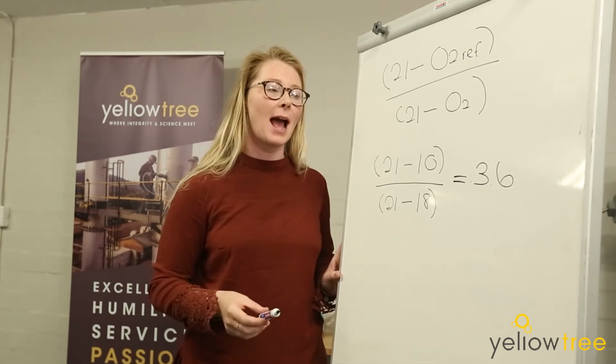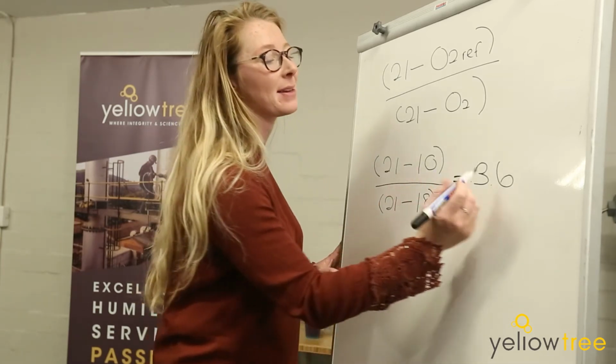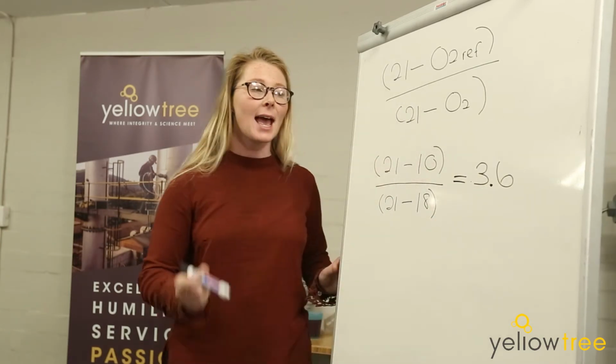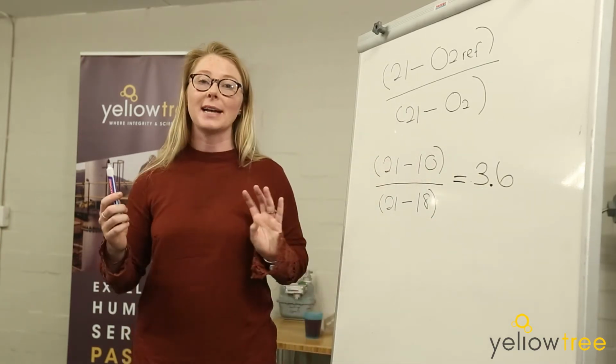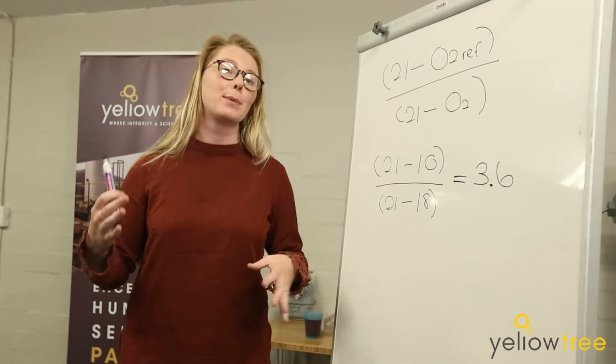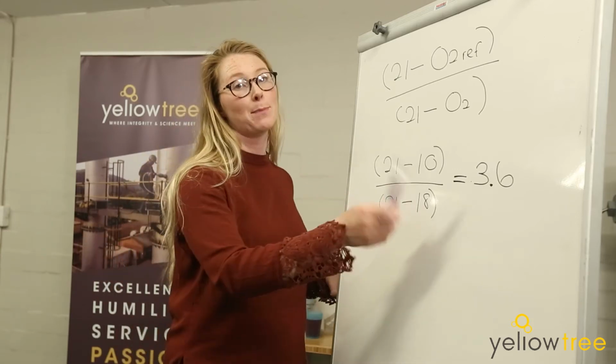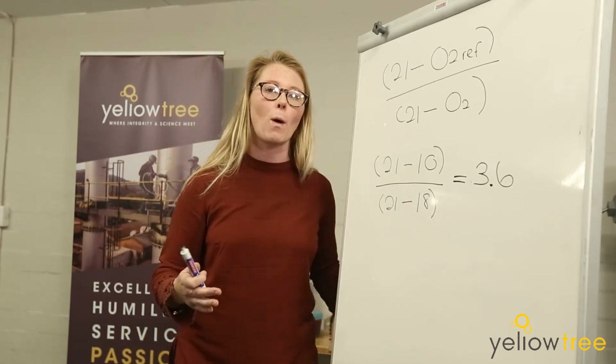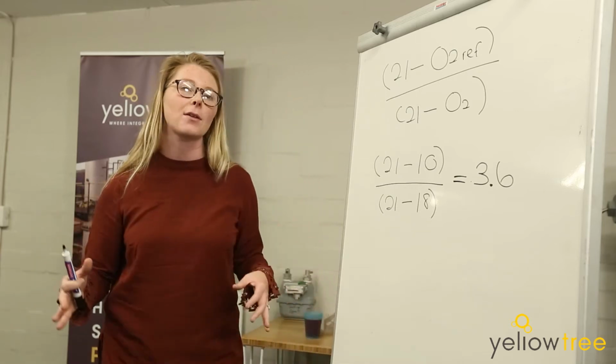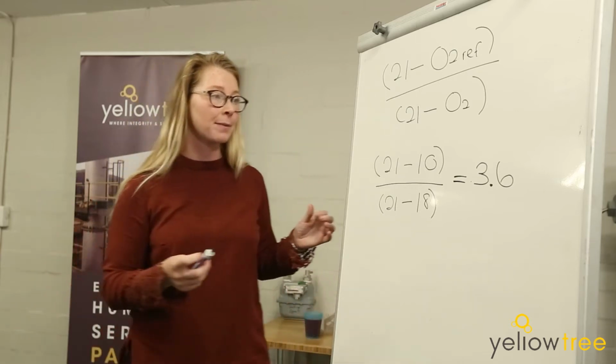Every time that a stack has an oxygen concentration of 18%, we're going to multiply the pollutant concentration by this factor of 3.6. And so the effect of dilution is going to be reversed, because we're multiplying it by a factor that's greater than 1, basically making it bigger and correcting it back to what it should have been.